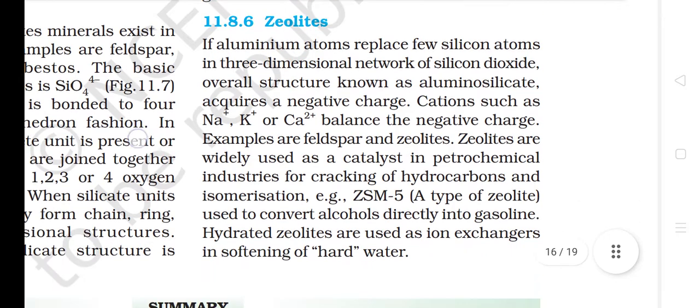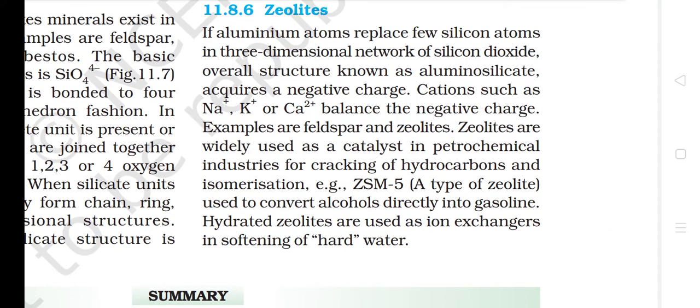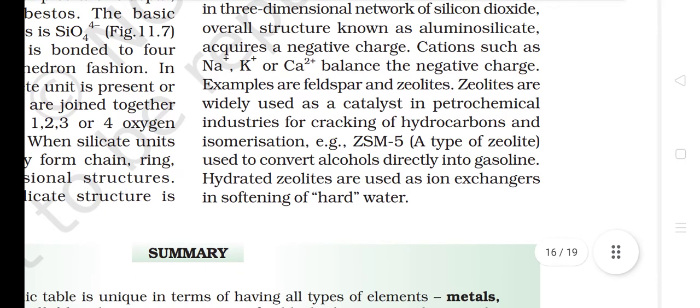11.8.6 Zeolites. If aluminum atoms replace a few silicon atoms in the three-dimensional network of silicon dioxide, the overall structure, known as aluminosilicate, acquires a negative charge. Cations such as Na+, K+, or Ca2+ balance the negative charge. Examples are feldspar and zeolites. Zeolites are widely used as catalysts in petrochemical industries for cracking of hydrocarbons and isomerization. Example: ZSM-5, a type of zeolite used to convert alcohols directly into gasoline. Hydrated zeolites are used as ion exchangers in softening of hard water.